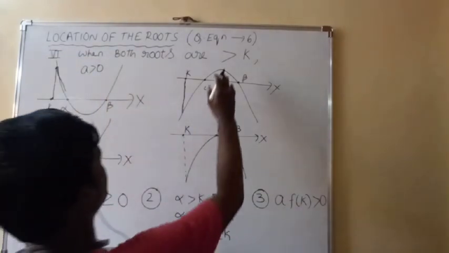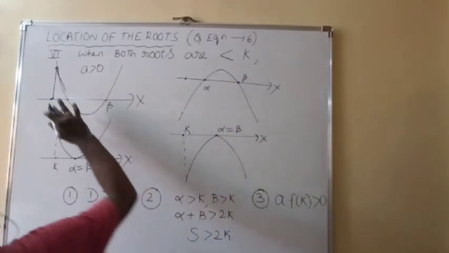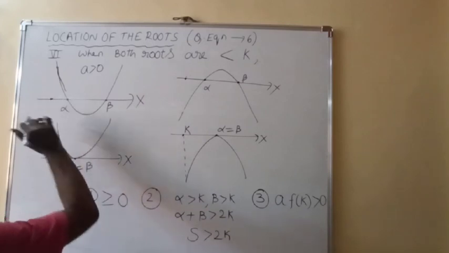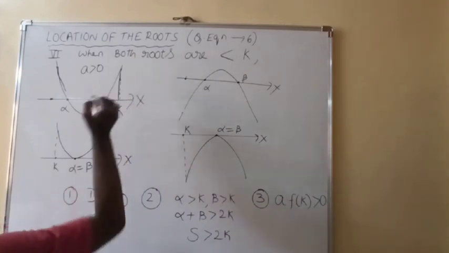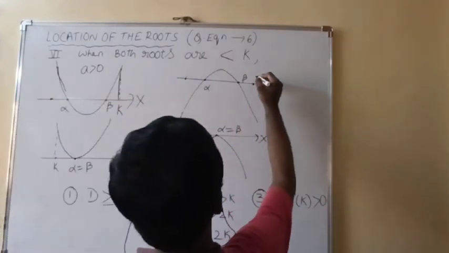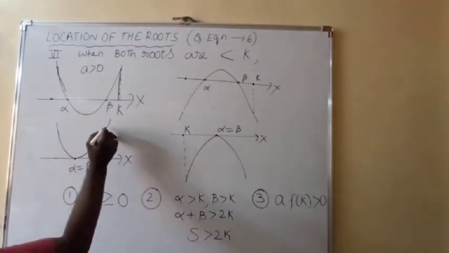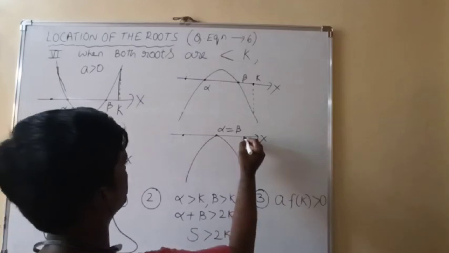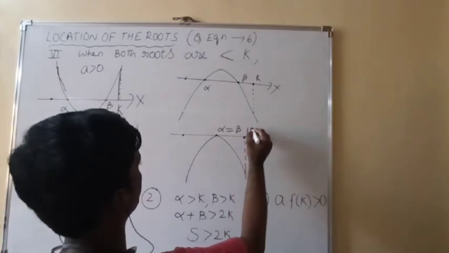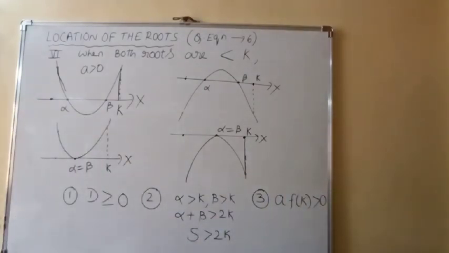So I am changing here only. When both roots are less than k, here again we will get 4 cases, so 4 graphs. That means alpha is less than k, beta also less than k. Okay, so here if you observe, this is the sixth case. When both roots are less than k, these are the 4 possibilities.